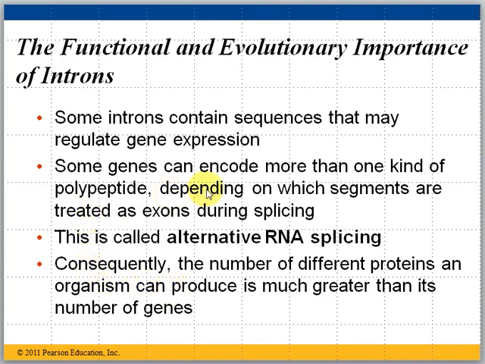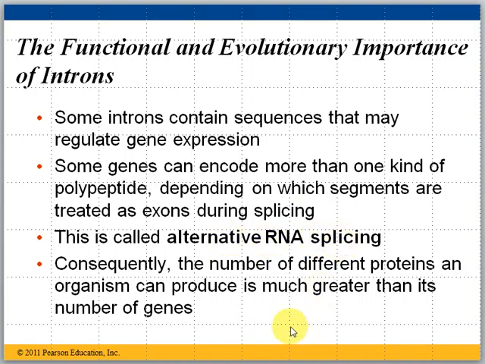Also, the fact that we have areas that can be removed, and you have these introns and exons, some genes can encode for more than one kind of polypeptide, and it depends on which segments are treated as exons during splicing. So what that means is you could have a section of messenger RNA that gets cut in different places, and different areas are considered exons at different times. Well, the different ways they are cut will determine the type of polypeptide chain and protein that gets made. So one gene could potentially code for multiple proteins. This is called alternative RNA splicing.